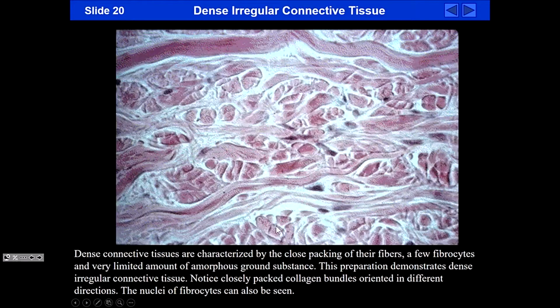Okay, so dense irregular connective tissue. Why is it dense irregular? Well, it's densely packed together, and obviously the orientation of what we're seeing is that mostly these collagen bundles are irregularly arranged. Some of them are longitudinal, some cross-section, some oblique. So that is dense irregular connective tissue in this particular case.